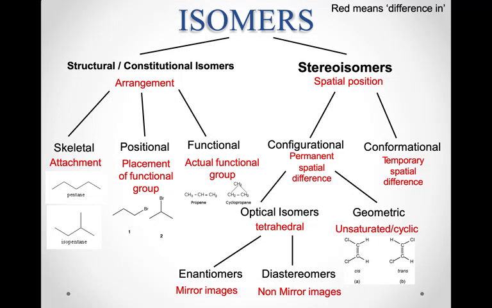Configurational isomers are mainly divided into two parts: optical isomers and geometric isomers. Geometric isomers are mainly unsaturated or cyclic, as we discussed previously in the first slide. Optical isomers are mainly tetrahedral, which are again divided into two types: enantiomers and diastereomers. Enantiomers are the non-superimposable mirror images, and diastereomers are the non-superimposable and non-mirror images of each other.